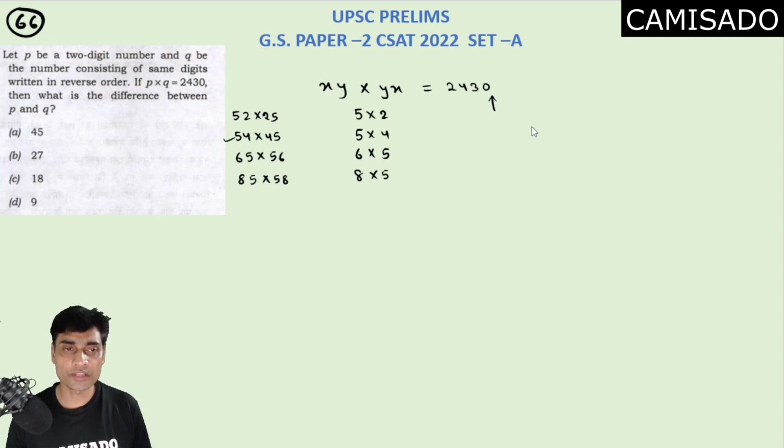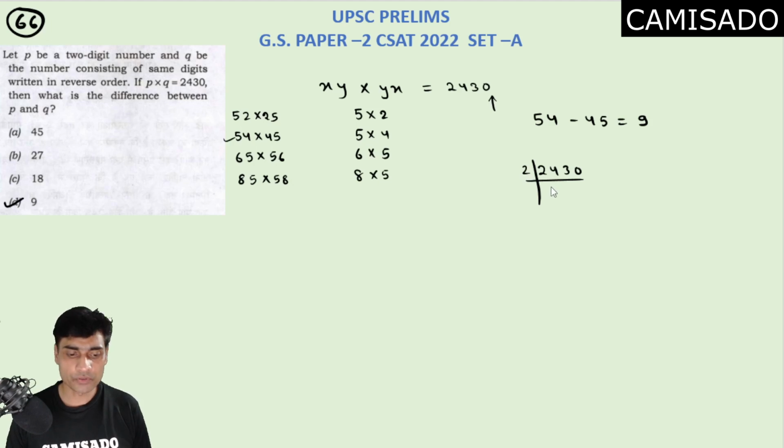And what is the difference between P and Q? So what is the difference between 54 and 45? The difference is 9. So this is your answer. Another method is also there. In this method what we can do is factorize this number and see the result.